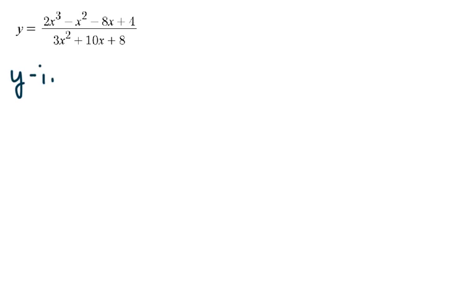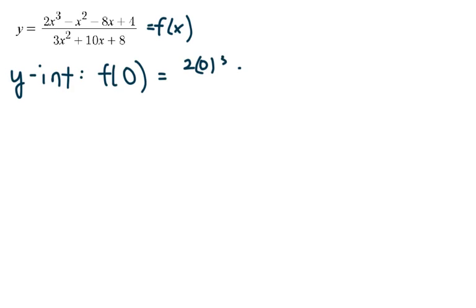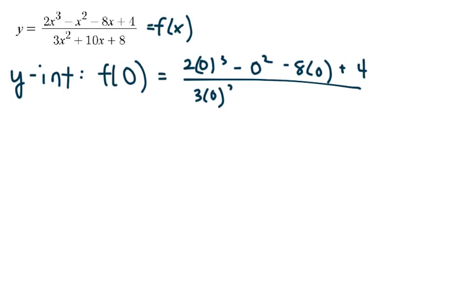Right, and to find my y-intercept, that means I find f of 0, right? f of x and y are the same thing. So this function is equal to f of x, because it's a function of x. So I plug in 0 for x. For my y-intercept, 2 times 0 cubed minus 0 squared, minus 8 times 0, plus 4, all over 3 times 0 squared, plus 10 times 0, plus 8.